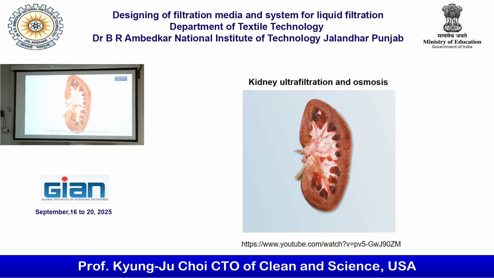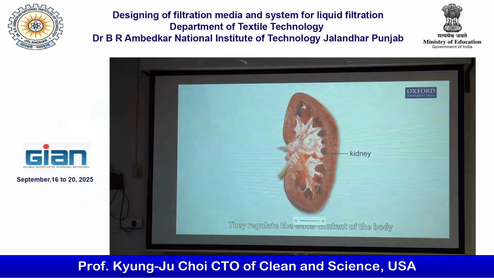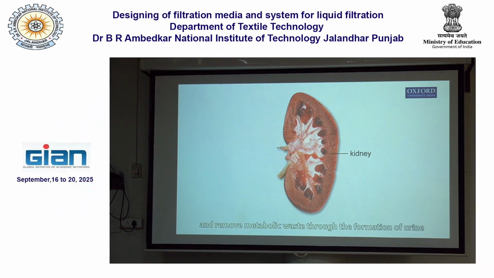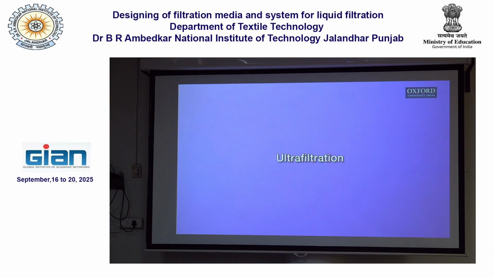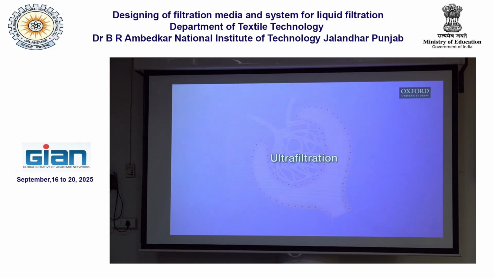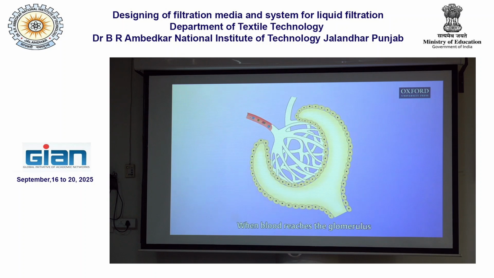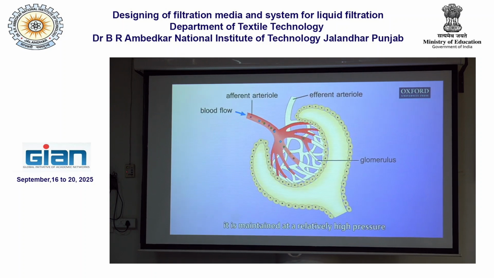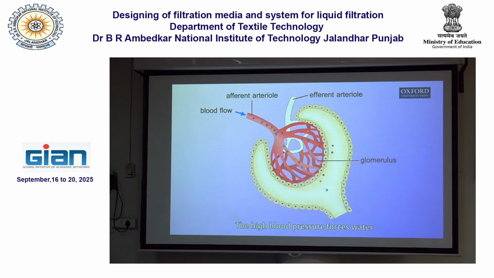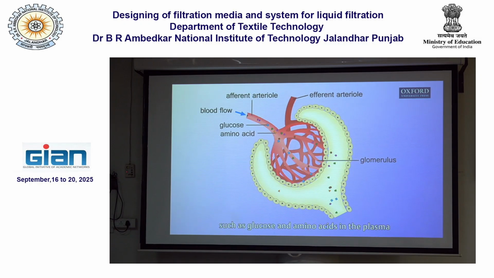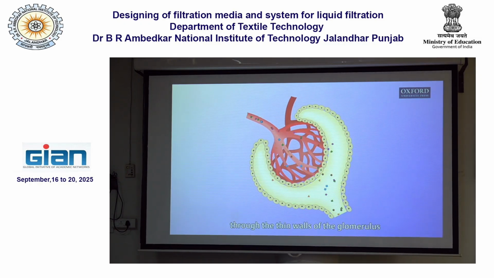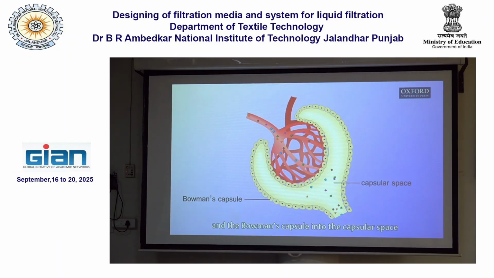The kidneys are organs of the urinary system. They regulate the water content of the body and remove metabolic waste through the formation of urine. How does urine form? When blood reaches the glomerulus, it is maintained at a relatively high pressure. The high blood pressure forces water and small soluble molecules, such as glucose and amino acids in the plasma, through the thin walls of the glomerulus and the Bowman's capsule into the capsular space.